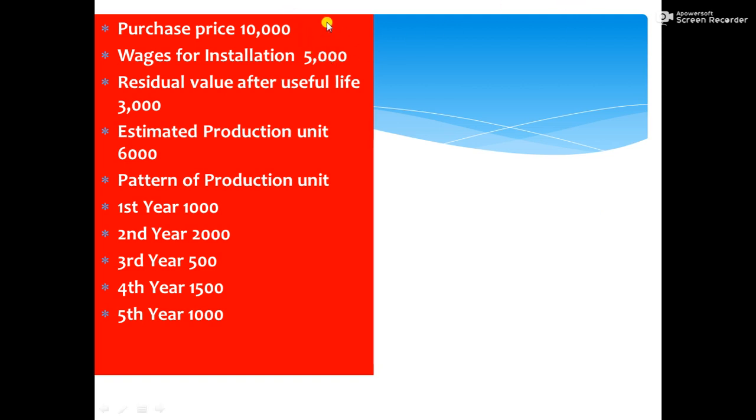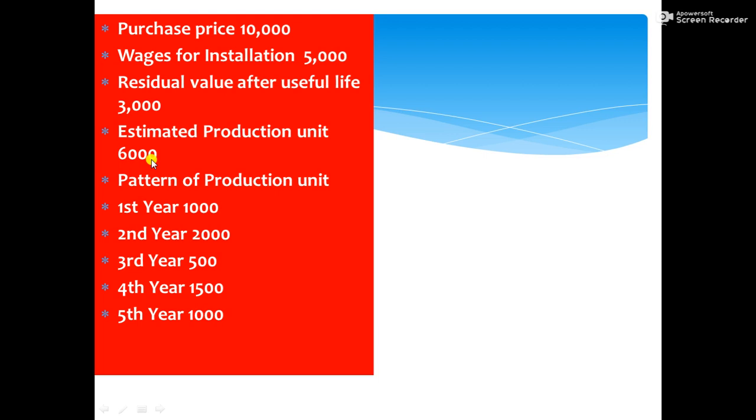Residual value is 3,000, and therefore depreciable amount is 15,000 minus 3,000. That is 12,000 is the depreciable amount. And we have to calculate the depreciation for 5 years. Total production is given 6,000. The pattern of production year 1, year 2, year 3, year 4, year 5 is given, and therefore the depreciable amount you should allocate to the useful life of the asset on the basis of this production pattern.